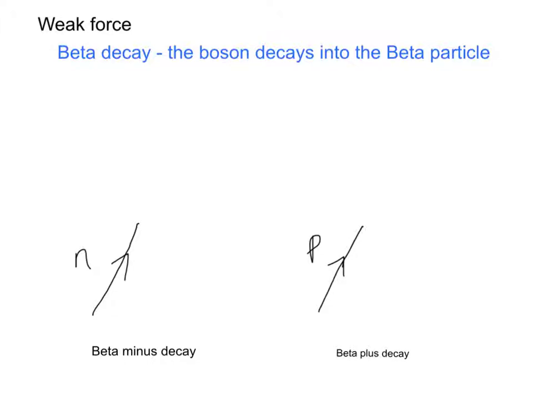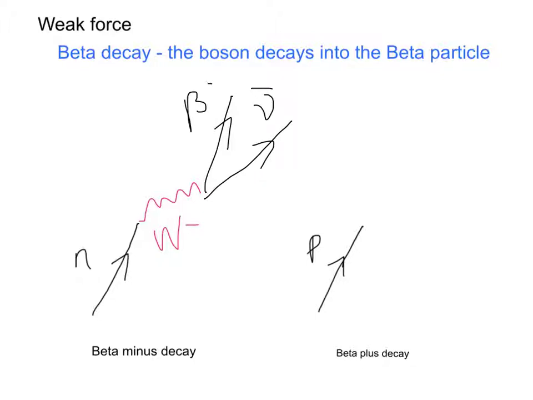The more common example of the weak force is beta decay. As we've already looked at, one of the neutrons in the nucleus turns into a proton. And as this happens, we also get a W- boson decaying into our beta minus, which is our electron coming from the nucleus. And also, we've talked about the fact that we also need an antineutrino to conserve the energy.